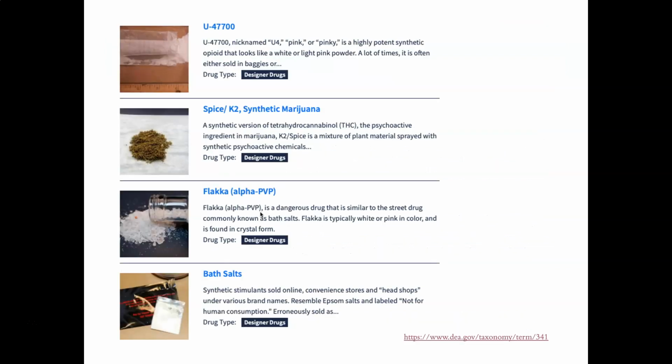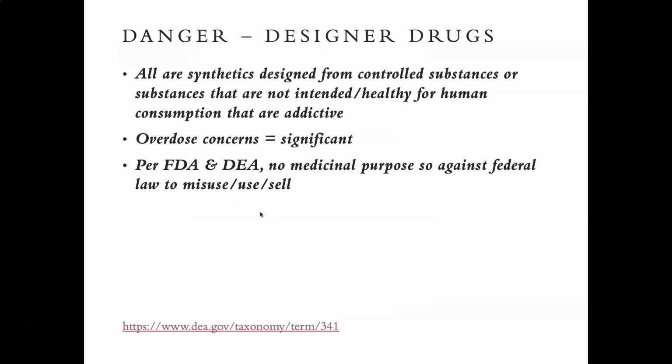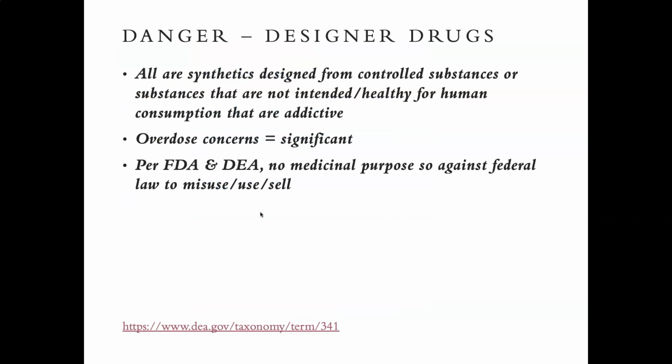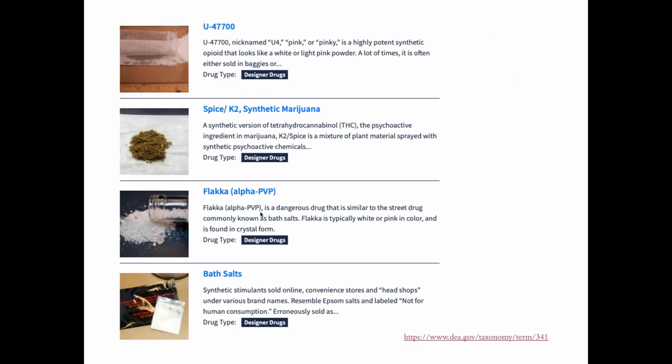So the ones that we're going to talk about are U47700 and Spice K2, which is a synthetic marijuana. So they've created that synthetic version of THC. The next one is Flakka, and then bath salts. So let's talk about those. They're all synthetics designed from controlled substances or substances that are not intended or healthy for human consumption that are addictive. So that's the concern, is that all of these are addictive and all of them can cause overdose. So that's why they're listed here as being dangerous or of concern. According to the FDA and DEA, they have no medicinal purpose, so it's against federal law to use, misuse, or sell any of those. So those are what are called designer drugs.